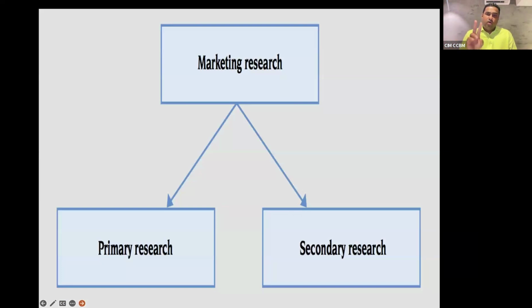So broadly, there are two types of data collection. There's primary research and secondary research. We also call this primary data gathering and secondary data gathering. Broadly, there are these two types. There are some other types as well, like experiments, observation research. We will come into that before we finish the class, right? So we need to understand what is primary data and secondary data.